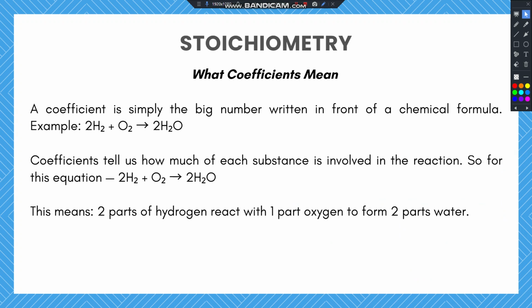So now that we've seen how to identify products and reactants, it is also important to move on to the next part of a chemical equation, which is the coefficient.